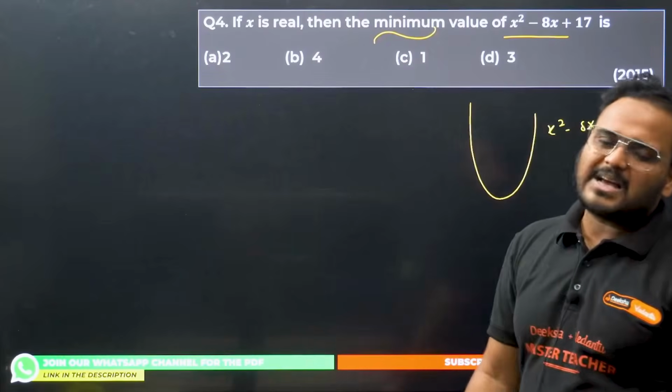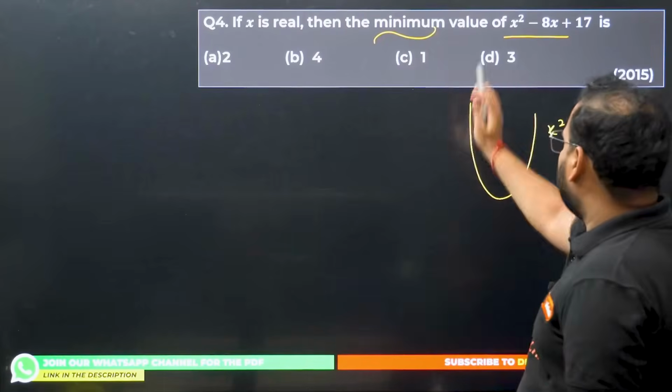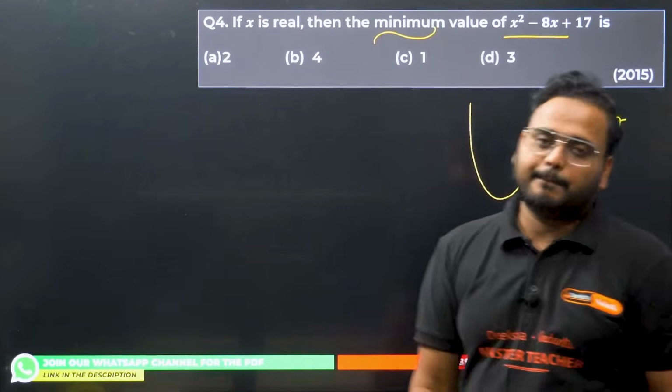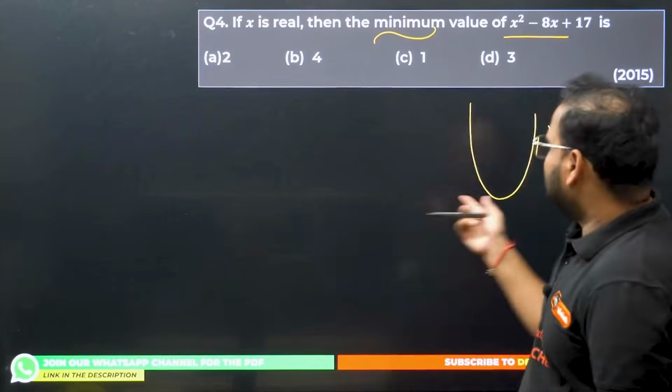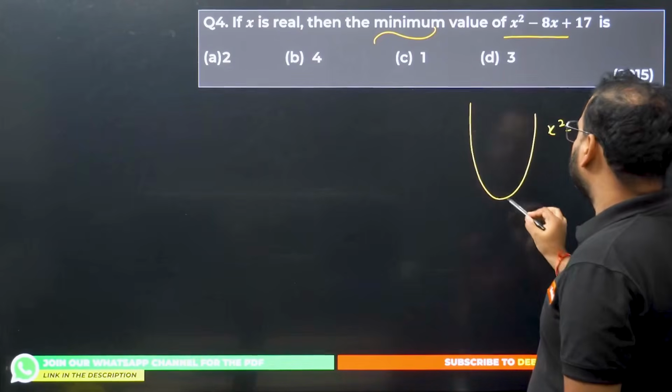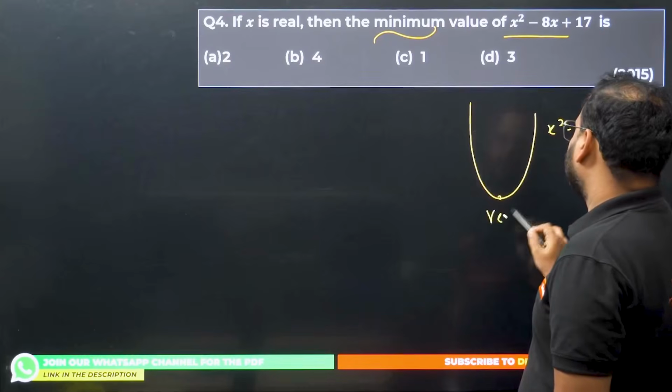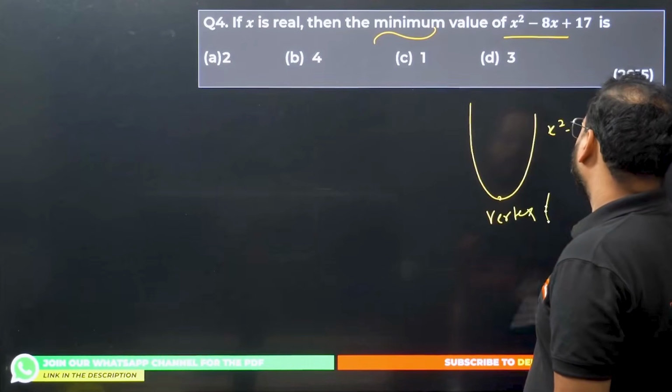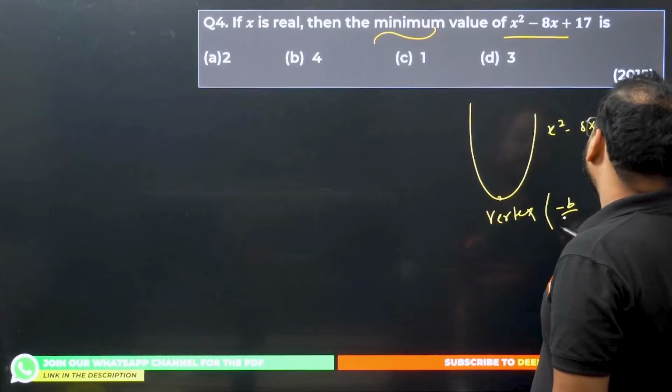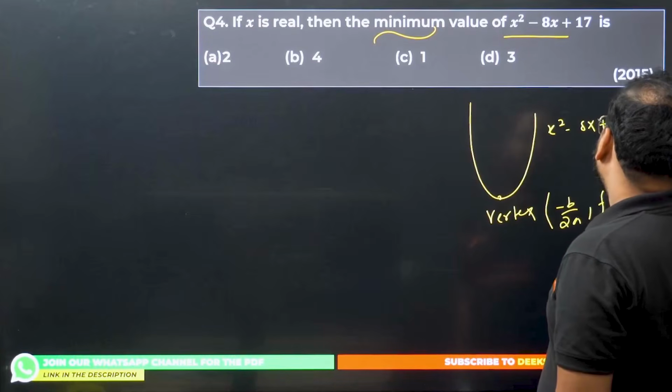Can you find maxima for this? You cannot. It's an upward parabola, concave up. What happens there? There is no maxima. There is only one point of minima, which is going to be at vertex. And how do you find vertex coordinate? Minus b by 2a and the function value at minus b by 2a.